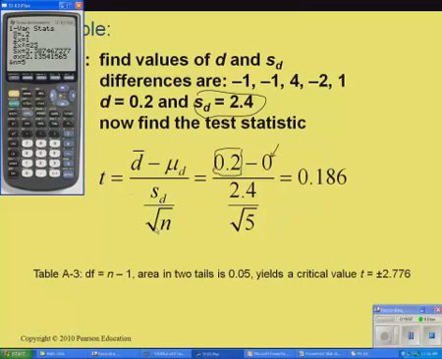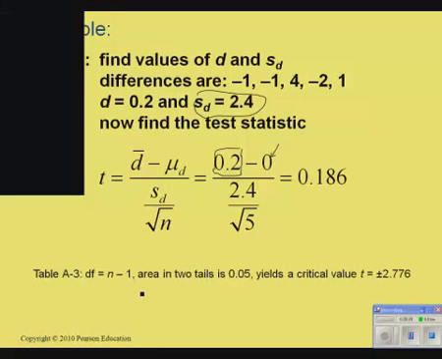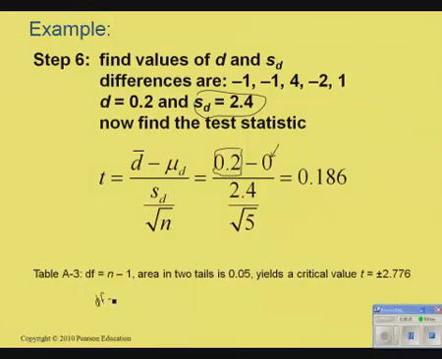Okay, so let's see. After you compute the test statistic, t equals 0.186, right? It says go to the back of the book, look at the table. DF is n minus 1. What was n? N was 5. We had 5 data points. So we're going to look in the degrees of freedom. I guess DF for us is 4.